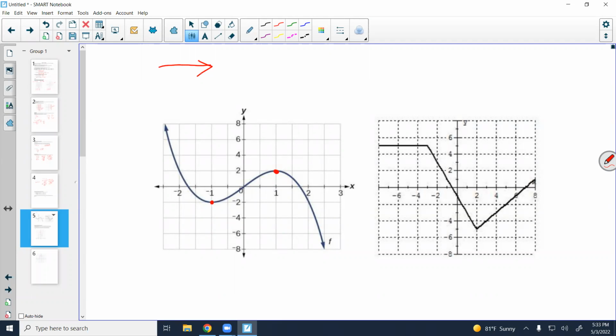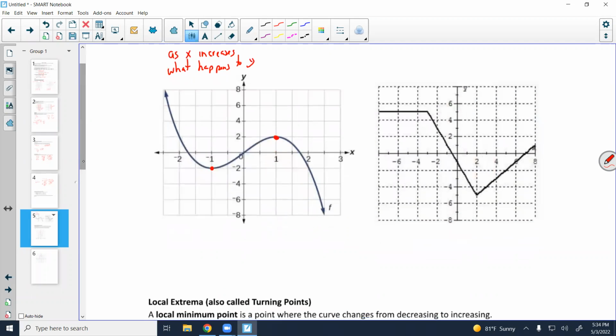As we go from left to right, as x increases, think of it this way: as x increases, what happens to y? So let's start with this first one here. I'm way over here to the left, actually at negative infinity. As I'm going from negative infinity and I get to this point where it changes direction, which is -1, as x increases, y is going down. So this is decreasing.